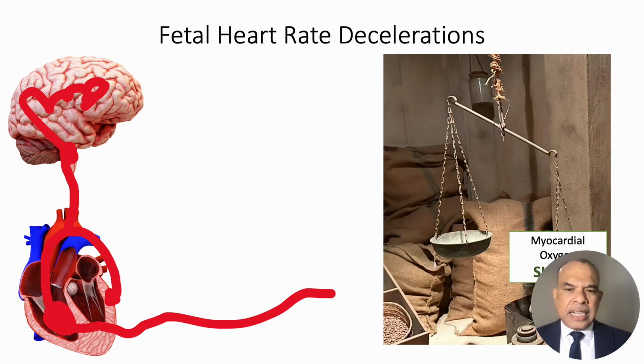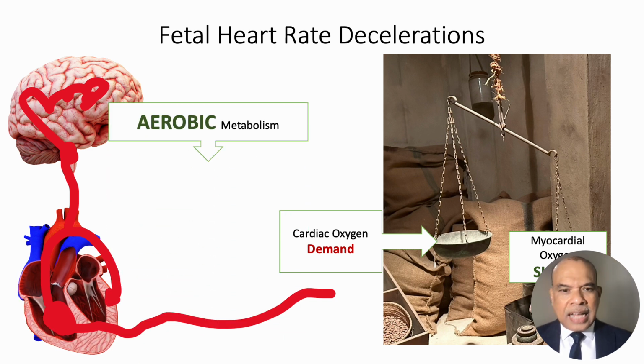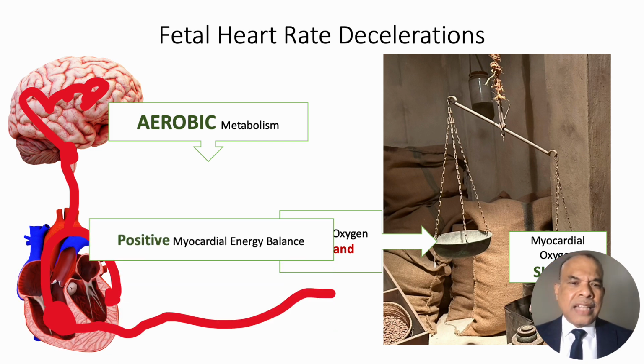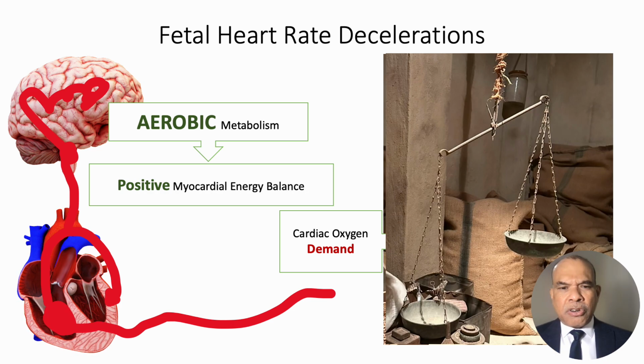So if you look at the demand-supply equation, the myocardial oxygen supply is always kept more than the demand. And when we are in this situation, all of us are in this situation, I hope, at the moment, that puts us in an aerobic metabolism because oxygen delivery is more than the demand, and our myocardium is going to be in a positive energy balance, and we are okay.